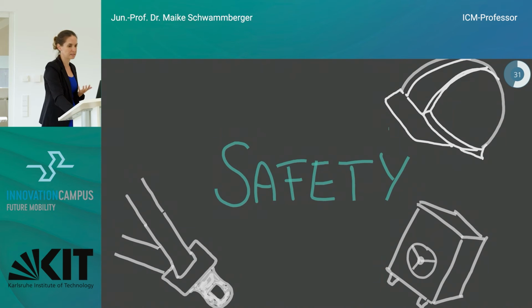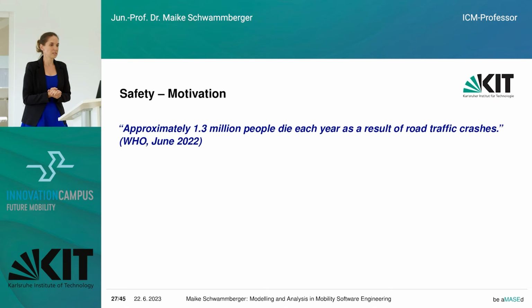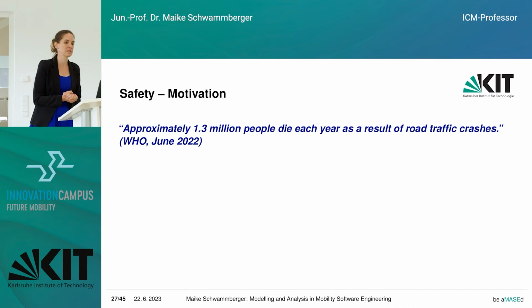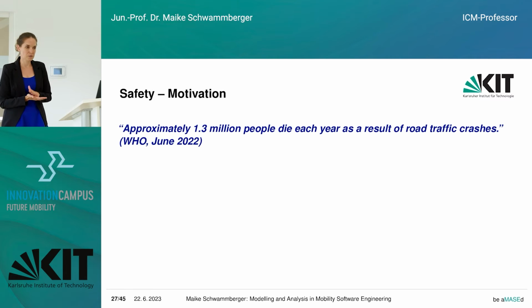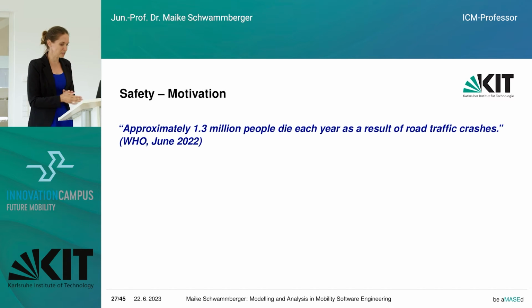The first one is safety. Here I have some statistics of the World Health Organization. Basically 1.3 million people die each year as a result of road traffic crashes. This is a value from last year. I calculated before how many, I think it was 150 deaths per hour, something like this. So a lot. It's really crazy.